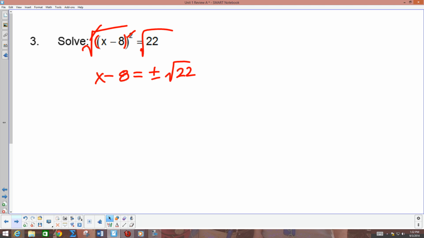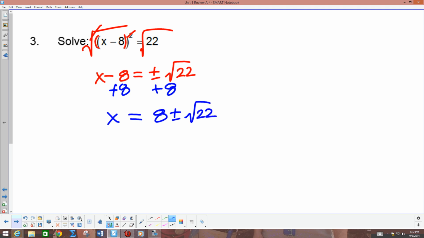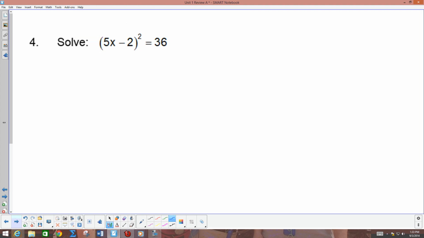And so now I'm going to bring the negative 8 to the other side. I'm adding 8 to both sides. So x is equal to 8 plus or minus the square root of 22. So that's number 3. Number 4 is similar to that, so it's the same thing.